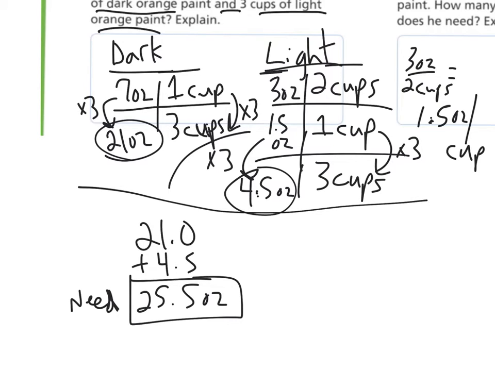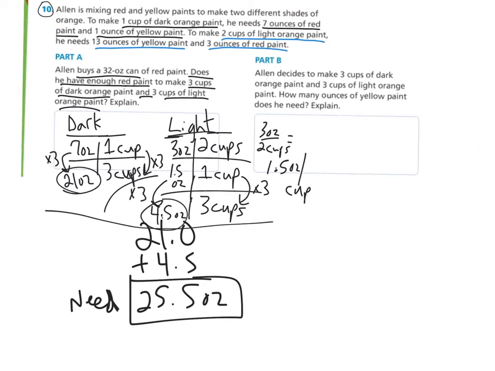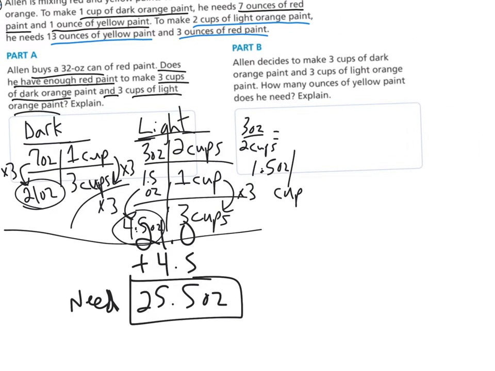And going through for part B, it's the same kind of idea. If you worked that out, they would need 22.5 ounces of yellow paint. So this gives you an idea how to work with ratios, rates, and unit rates.